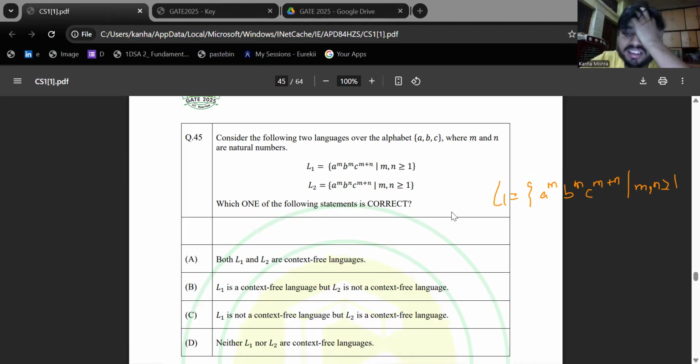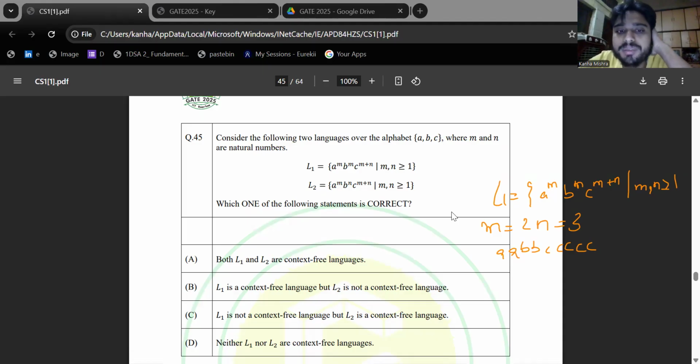Consider an example where M is 2. If I put M as 2 and N as 3, then we get A, A, B, B, C, C, C, C, C. Is that what I'm talking about? So this looks simple, but it is not a CFL.